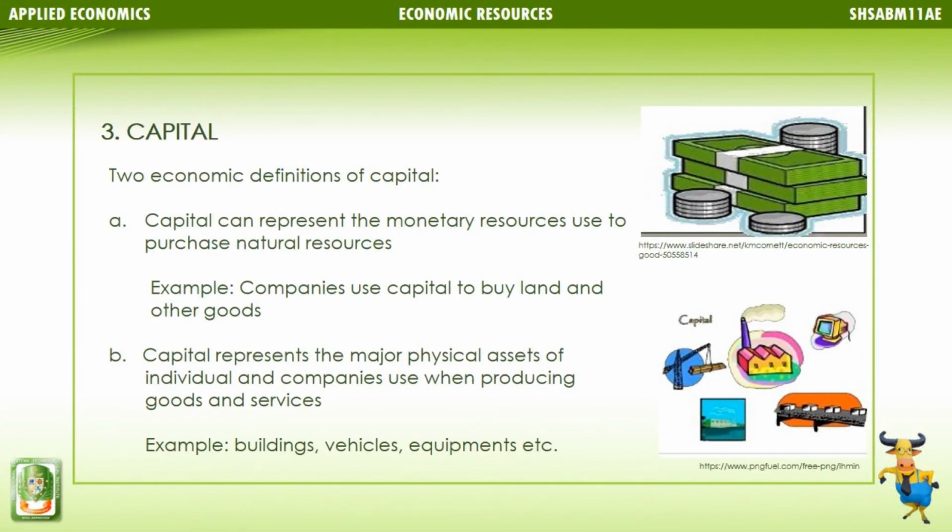Another input of production is capital. We have two economic definitions of capital. Number 1, capital can represent the monetary resources used to purchase natural resources. Example, companies use capital to buy land and other goods. Number 2, capital represents the major physical assets that individuals and companies use when producing goods and services. Examples of this are buildings, vehicles, equipment, and the like.